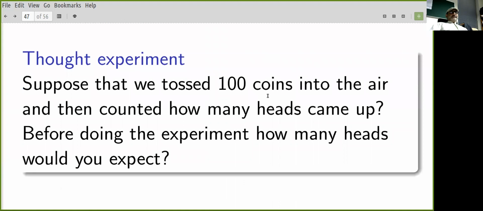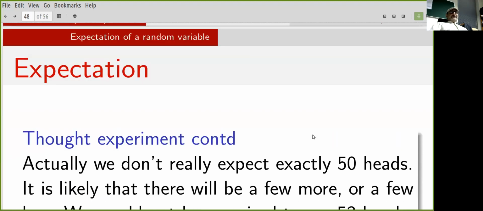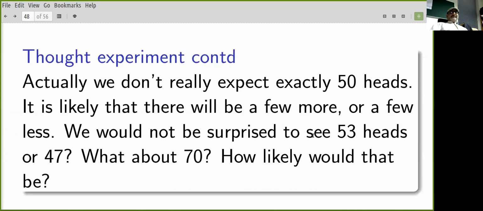As an example, we toss 100 coins into the air. How many heads come up? That's a random variable. Let's say X, we would like to know what the expectation of X would be. How many heads would we expect to see? Instinctively we think it should be 50 if these are fair coins. If you get 53 or 52 or 47, you probably wouldn't worry about it. If you get like 87, you might start thinking whether the coins were actually fair or not.